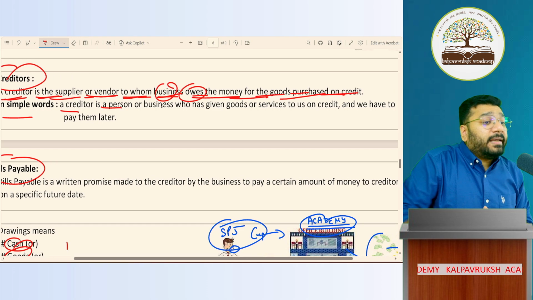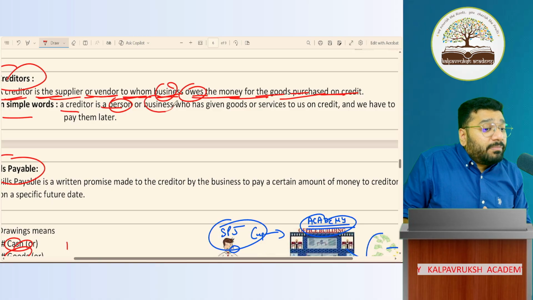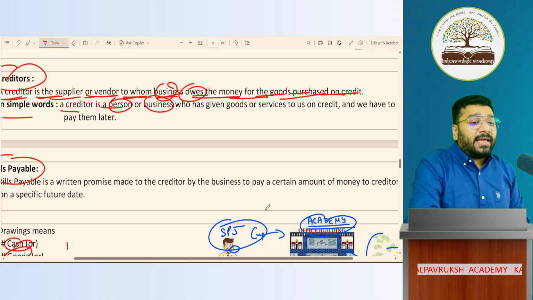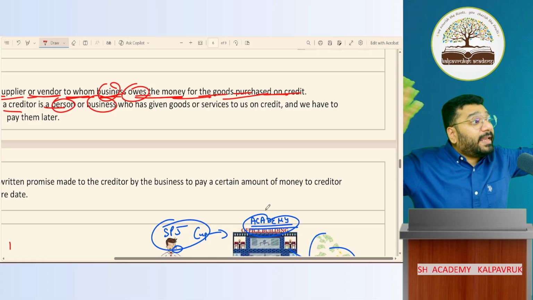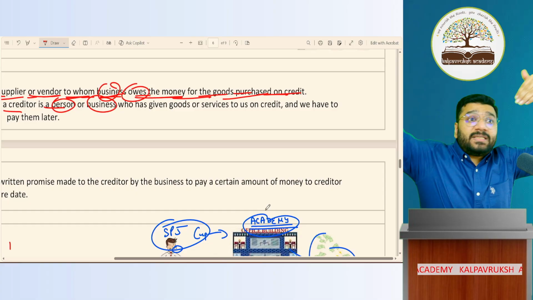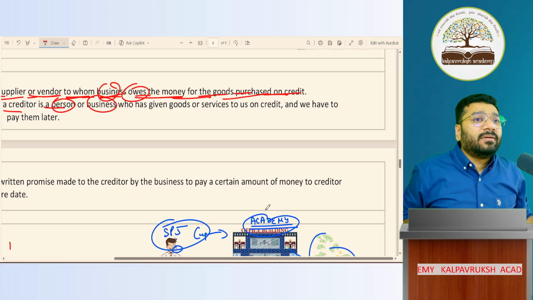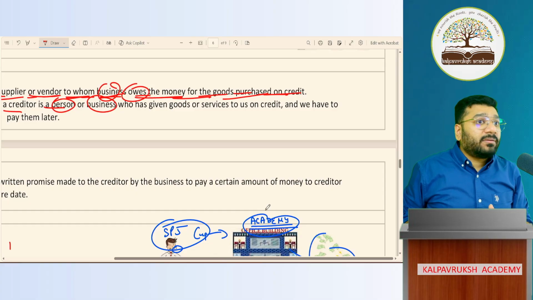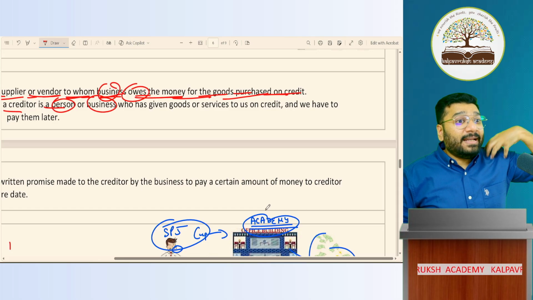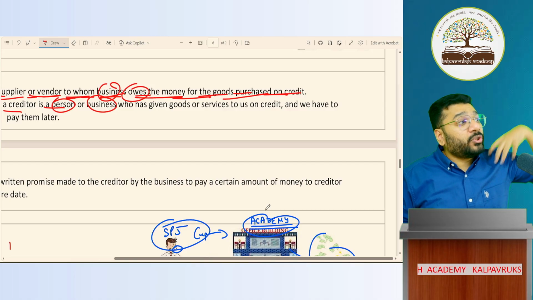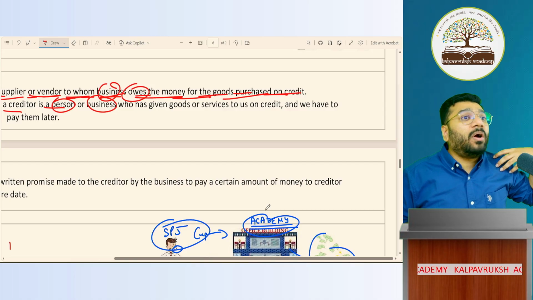In simple words, a creditor can either be a person or a business. The supplier can be anybody. He can be an individual person, or he can be a business. DMart is purchasing from Reliance. Now Reliance is the supplier. Human being or business? Business. So I, DMart, can buy from a human being also, and I can buy from a business also. Got it, not got it?